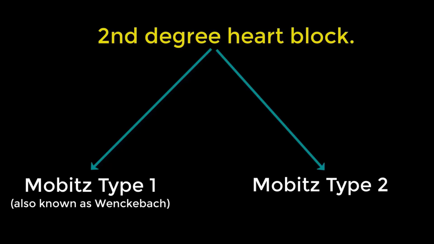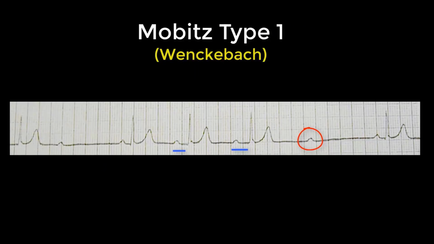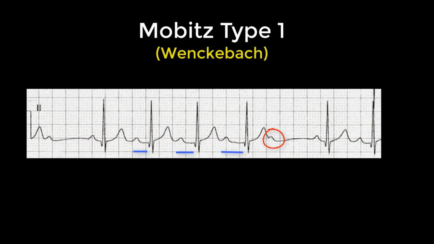There are two types of second degree heart block, Mobitz type 1, also known as Wenckebach, and Mobitz type 2. In Mobitz type 1, there's a gradual increase in the PR interval, then a dropped beat. This sequence may occur after 2, 3, 4, or even more conducted beats until 1 is dropped.